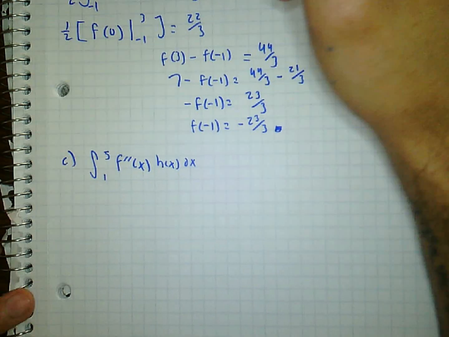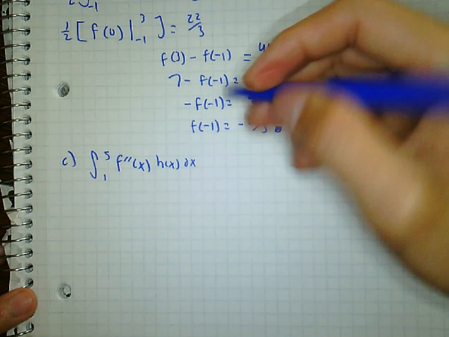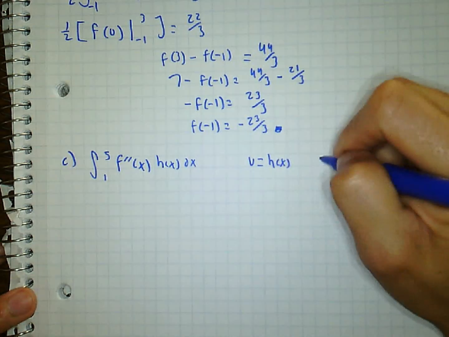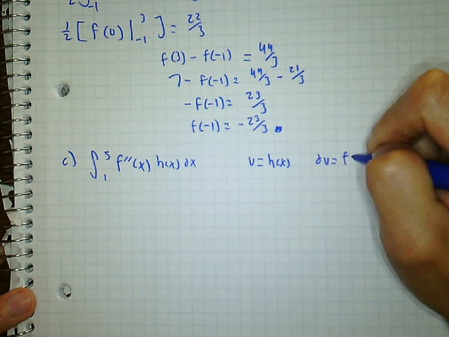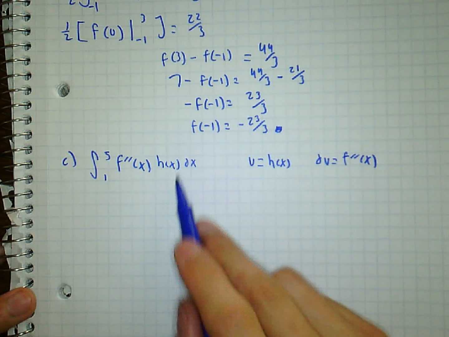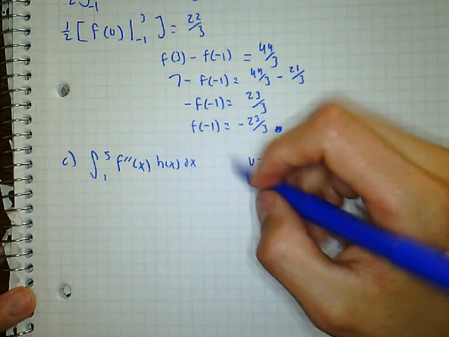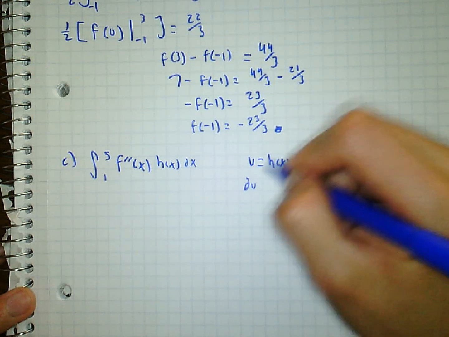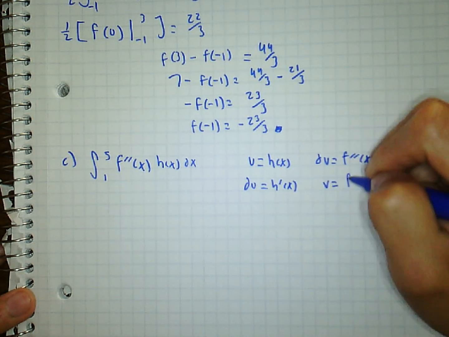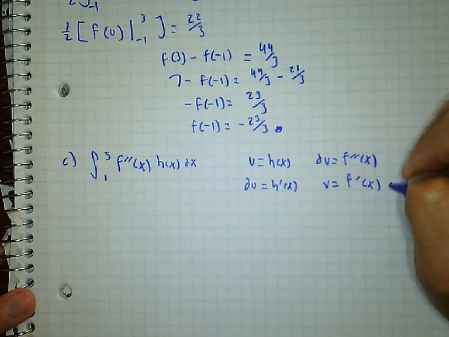Okay, I'm going to let u equal h of x, and I'm going to let dv equal f double prime of x. The reason is that I can take the derivative of this very simply, and I can integrate that very simply as well. So if I take the derivative of h of x, that would just be h prime of x, and v would be, instead of f double prime, now just f prime. Cool?